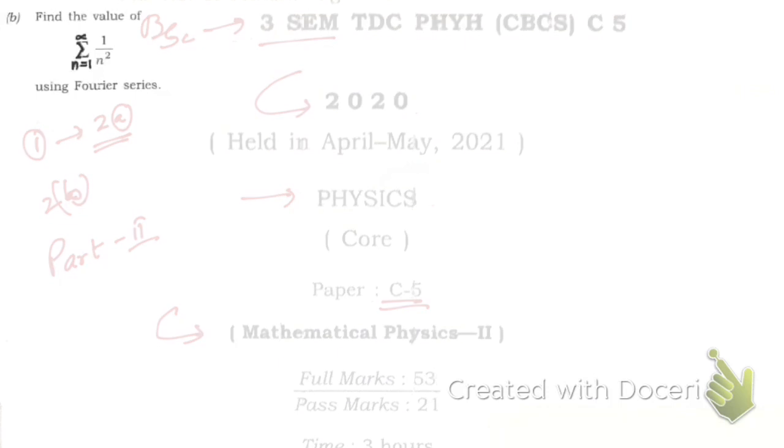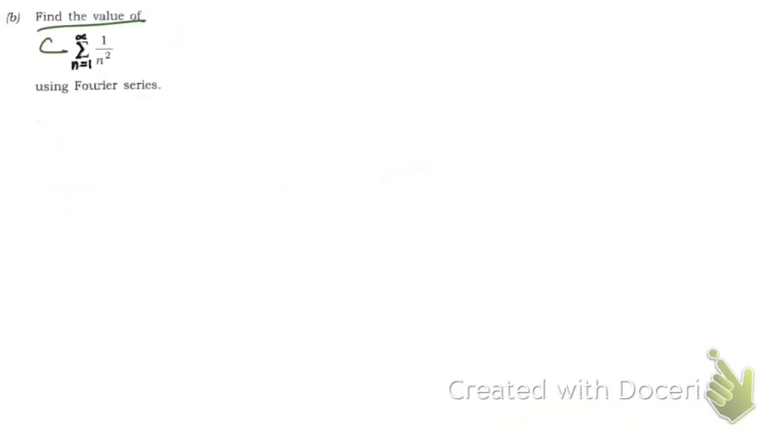So here is the first question. Find the value of the summation from n to infinity of 1 by n square using Fourier series. So let me solve this one first.